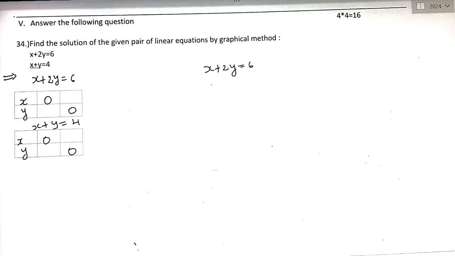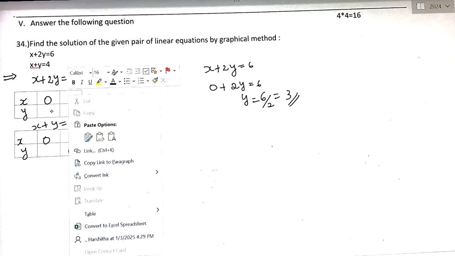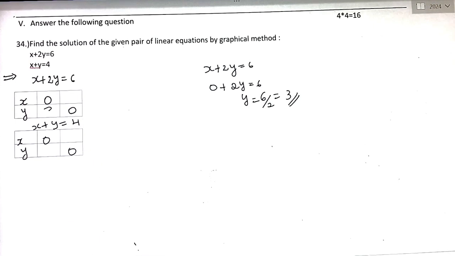So here x is 0 as per our assumption. So 2y is equal to 6, y is equal to 6 by 2. That is, y is nothing but 3. The y value is 3. Okay, next. In the last column, we have assumed the y value is 0. Now we need to find the x value.